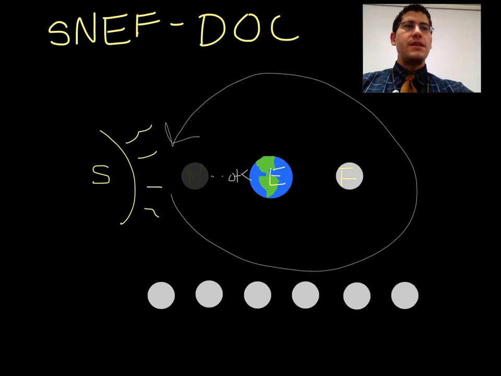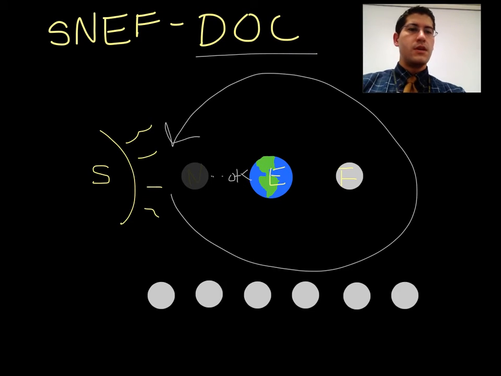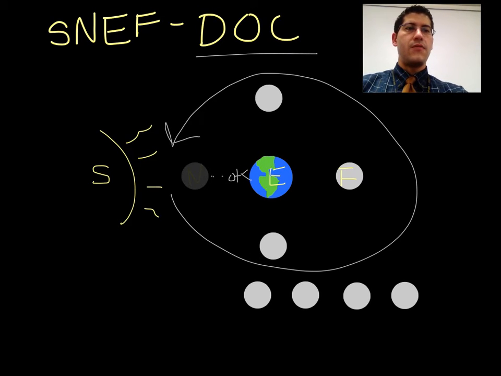So where does the DOC come in? The DOC is for the first and third quarter moons. Let's go ahead and move them into position. You already know that the first and third quarter moons are perpendicular with the earth and the sun. So how do you remember that during the waxing phases of the moon, the light is visible on the right?